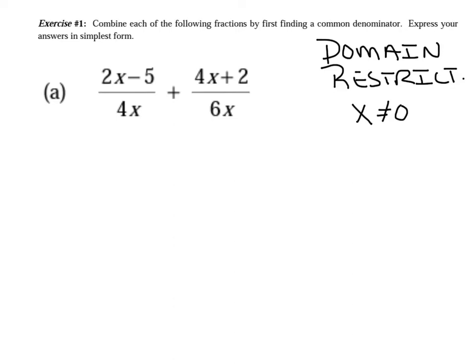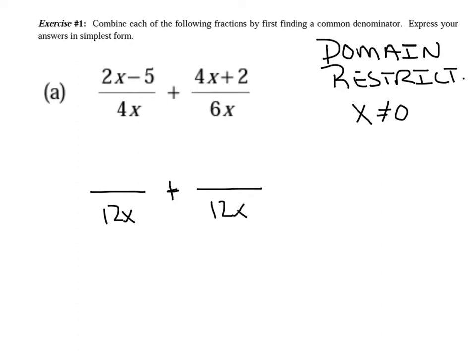And we'll continue to ask ourselves what the domain restrictions are in each of the problems tonight, and I think you'll get better at that. So just start to build good habits. Now anyway, I need common denominators, and so I'm looking at the 4x and the 6x, and I think my common denominator is going to be a 12x. Alright? So I've identified my common denominator.